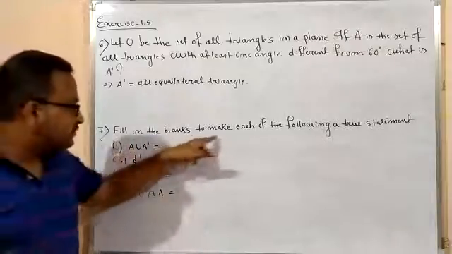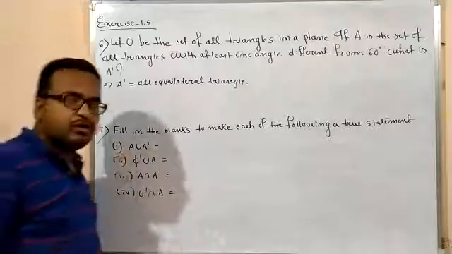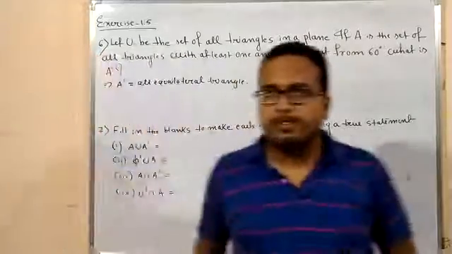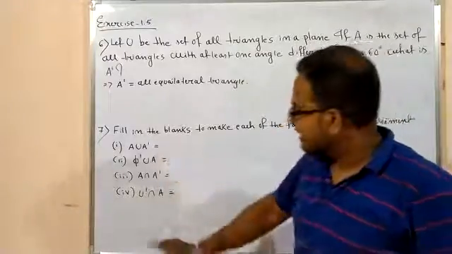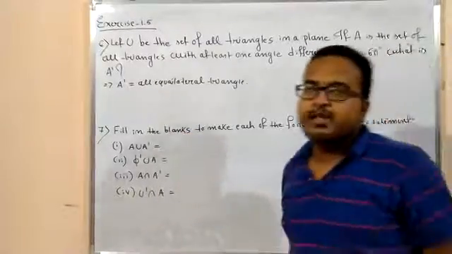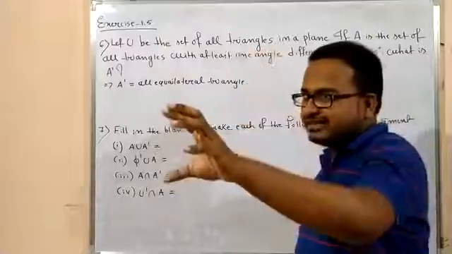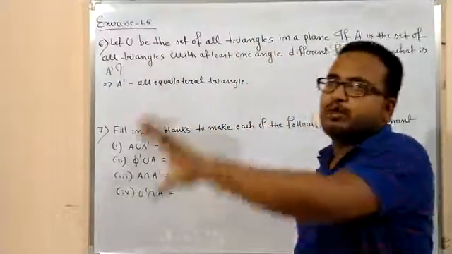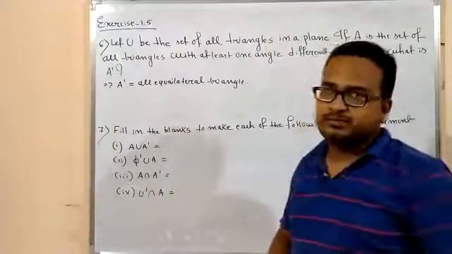Fill in the blanks to make each of the following a true statement. Okay? So A union A complement. So A is a set. Better to take U as the universal set. It is given here. So U is the universal set in this context. Okay? So A is a set. So if you take the union of a set with its complement, that means you are going to take the whole universal set, isn't it?